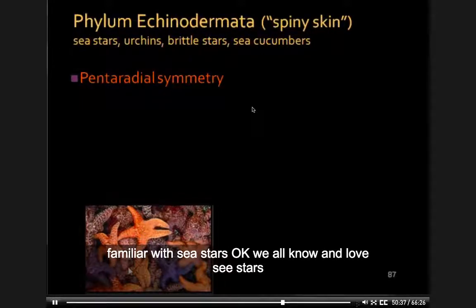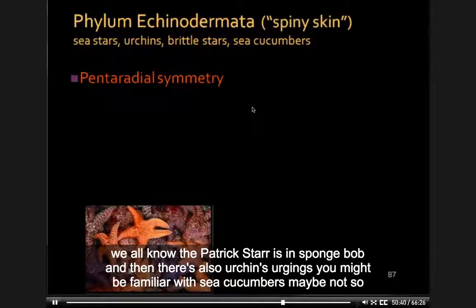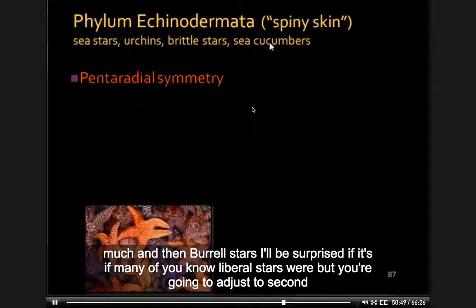Sea stars. Okay, we all know and love sea stars. We all know who Patrick Star is in SpongeBob. And then there's also urchins. Urchins you might be familiar with. Sea cucumbers, maybe not so much. And then brittle stars, I'll be surprised if many of you knew what brittle stars were, but you're going to in just a second.